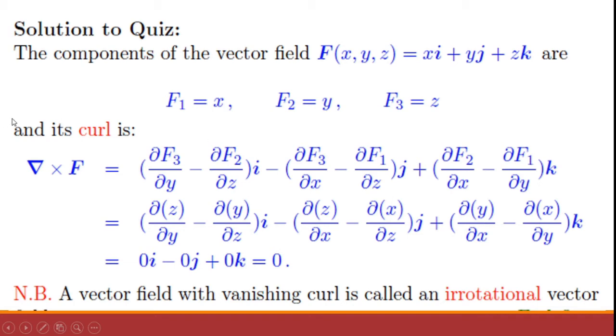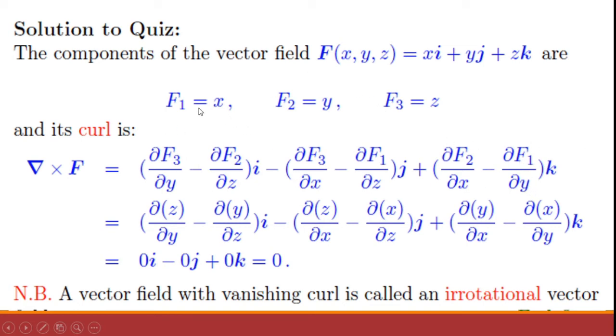Now let us say there is a vector field f of x, y, z, which is equal to xi plus yj plus zk. From this we can say that f1 is x, f2 is y, f3 is z. Now we have to find the curl, that is del cross f. When we find the curl, it is (∂f3/∂y minus ∂f2/∂z) i cap, minus (∂f3/∂x minus ∂f1/∂z) j cap, plus (∂f2/∂x minus ∂f1/∂y) k cap.